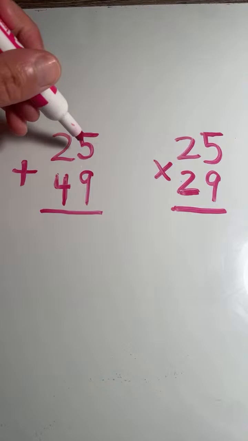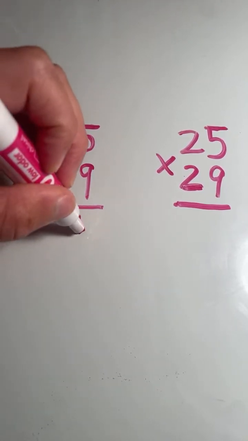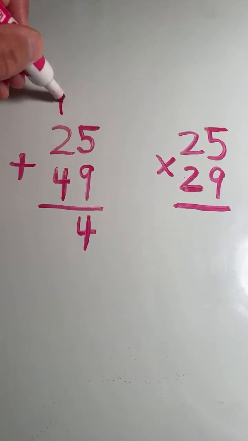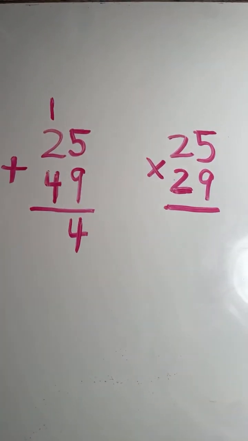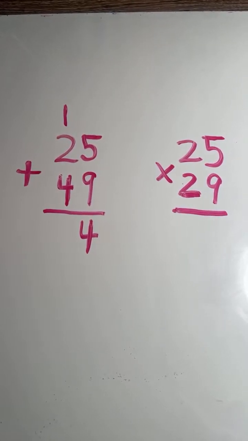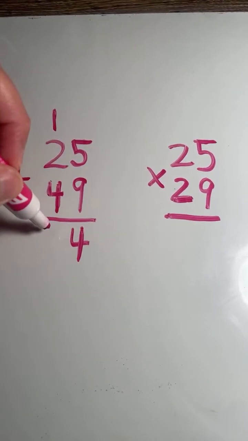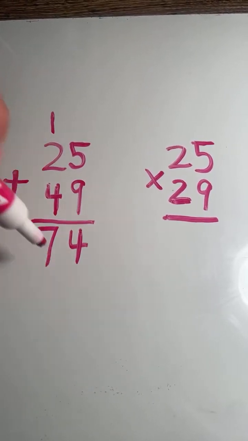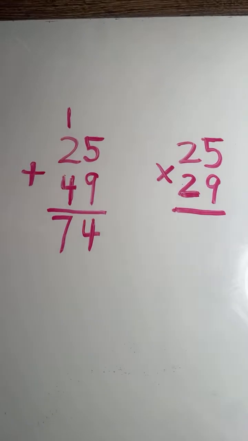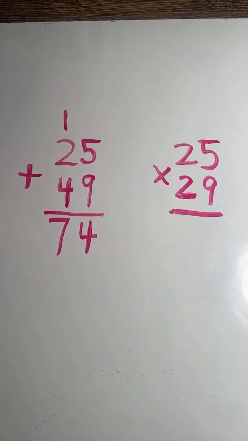All right, so 25 plus 49. 5 plus 9 equals 14, so the 4 goes in the ones place, the 1 gets carried over to the tens place. Two plus 4 equals 6, plus 1 equals 7. 25 plus 49 equals 74.